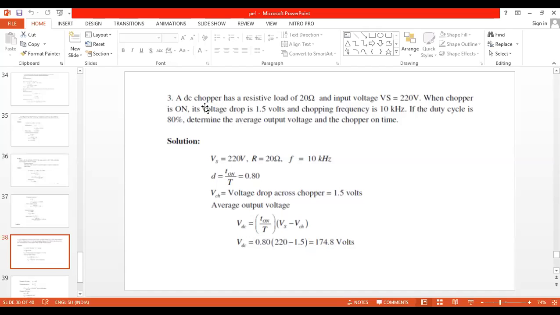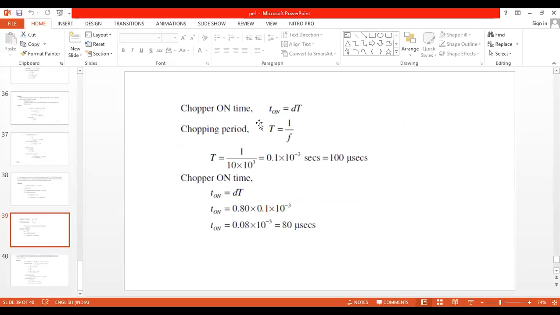So what is the explanation here? A DC chopper has a resistor load. The chopper is controlling the electric heater or the bulb brightness, and input voltage is 220, and chopper is on, that is T on. Voltage drop is 1.5, with the chopping frequency F equal to 1 by 10 kilohertz, and duty cycle is 80%. Calculate the average output voltage, and chopper on time. After this expression, we can even get the expression for the T on. Chopper on time is T on.